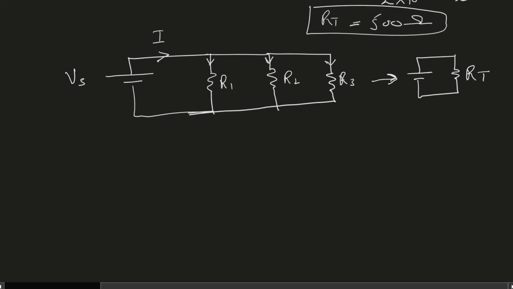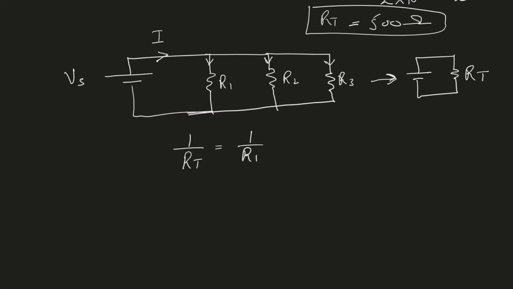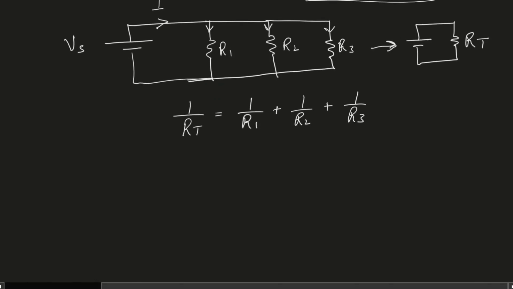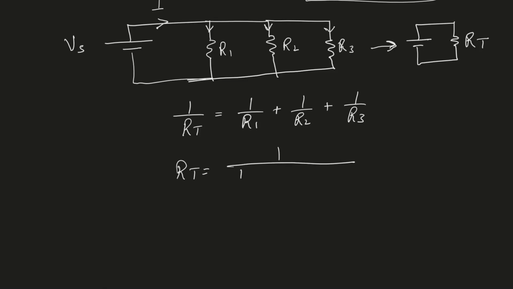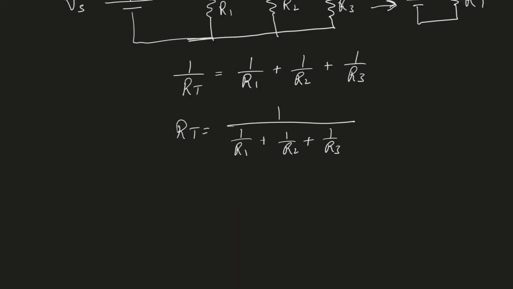Now in this case, using the same logic as we did before, 1 over R total will be equal to 1 over R1 plus 1 over R2 plus 1 over R3. And you can then say that R total will be equal to 1 over (1 over R1 plus 1 over R2 plus 1 over R3). So that will give you the equivalent resistance of the three resistors connected in parallel.